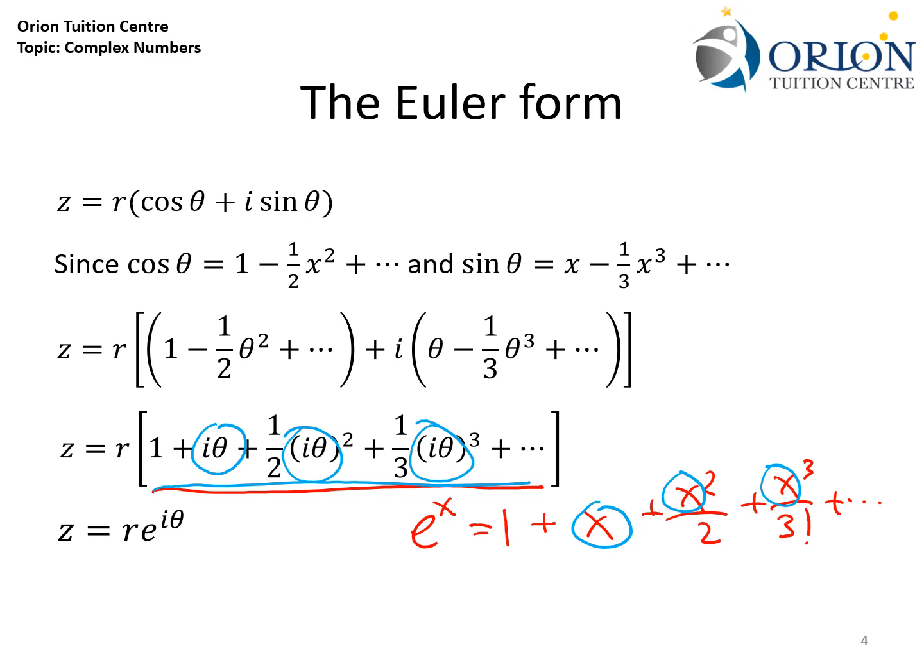The Euler form is very useful when it comes to multiplication, division, and application of powers between complex numbers, as we can make use of the indices properties with the Euler form. In contrast, for addition and subtraction, it will be easier to make use of the basic form x plus iy.